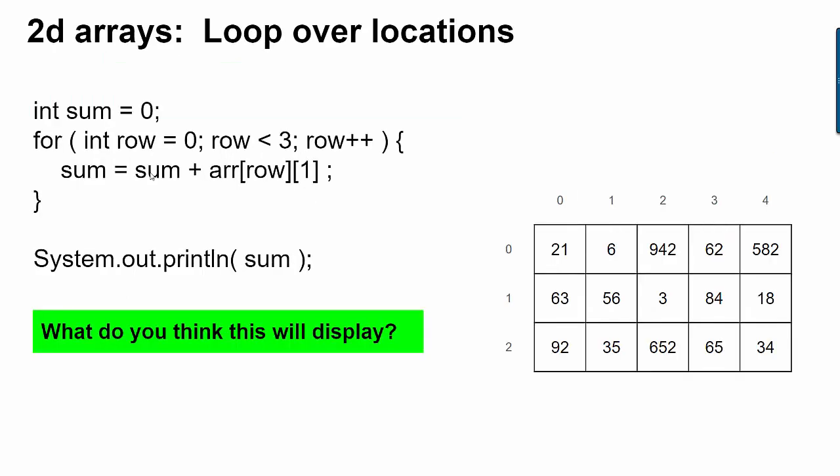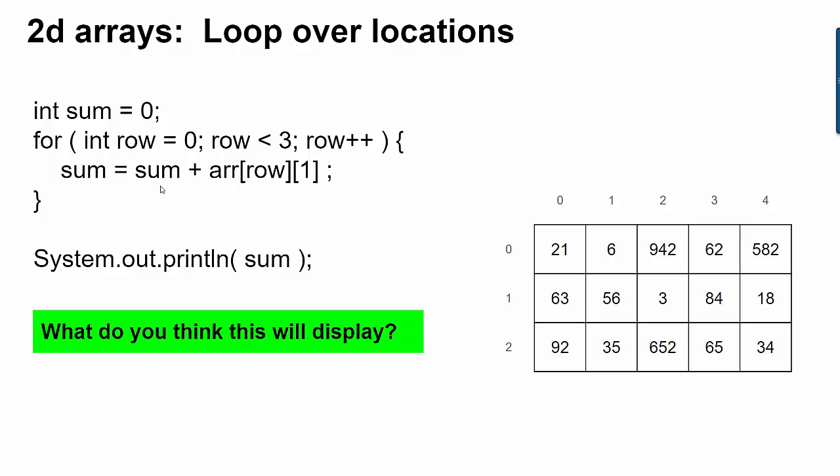In this problem, we have a pattern where the row variable starts at 0, goes up by 1 every time as long as it's smaller than 3. So we're going to be visiting row 0 first, then row 1, then row 2. You can see the row variable being used in the location where we describe rows. We're always in column 1, so that's this column. So as we're looping, we're going to visit the number 6, then the number 56, then the number 35.